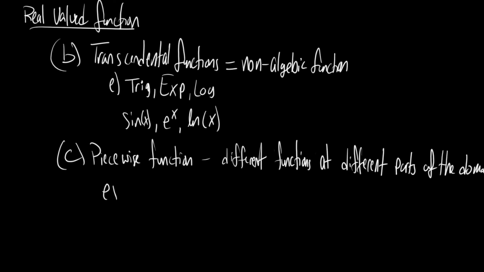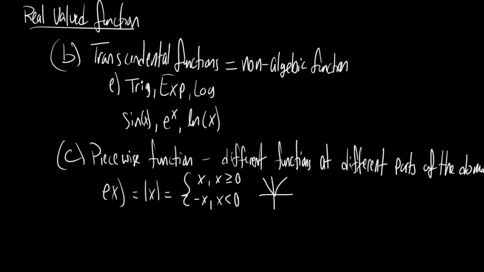So this could be, for example, f of x equals the absolute value of x. For those who don't know, the absolute value of x equals x at all values greater than or equal to 0, and negative x at all values less than 0. And that should create a graph that looks similar to this. I guess a bit neater.